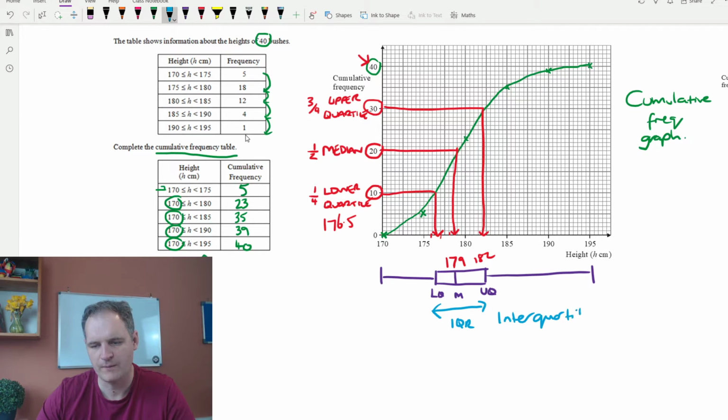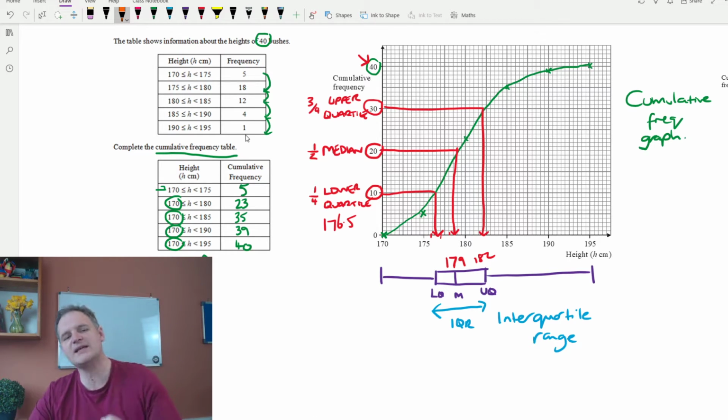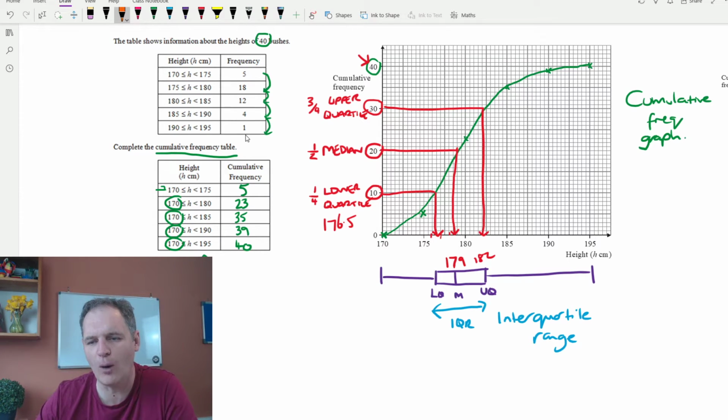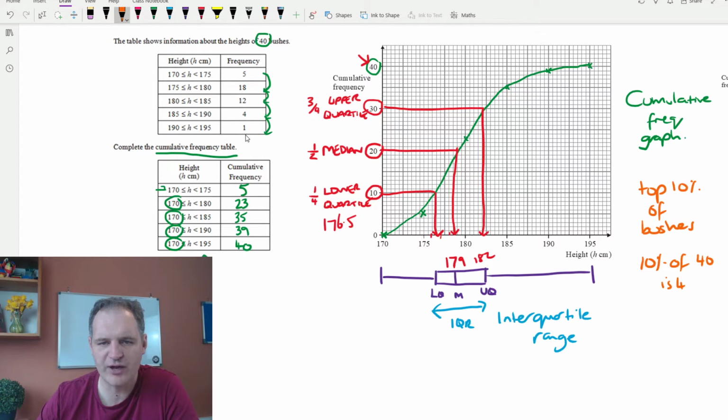interquartile range. But sir, you still haven't explained why. Okay, well, it's for basically analysing. I need to be able to say, okay, where are the top 10% of bushes? Now, this is more obviously practical in things like test results. But the top 10% of bushes, 10% of 40 is 4. So take 4 off of that, and we're going to go there.